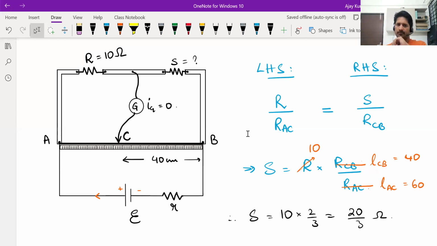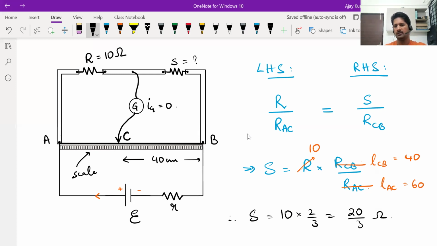Now see, I told you, when you're actually performing the experiment, you will connect the jockey first very close to A. You have to find out the balancing point. You don't know where it will get balanced, so you'll start from one end, obviously. So you'll connect it very close to A. Now there is a meter scale. As you can see, there's a scale here parallel to the wire. That scale tells you at what length the Wheatstone bridge is getting balanced. The scale has to be parallel to the wire AB.